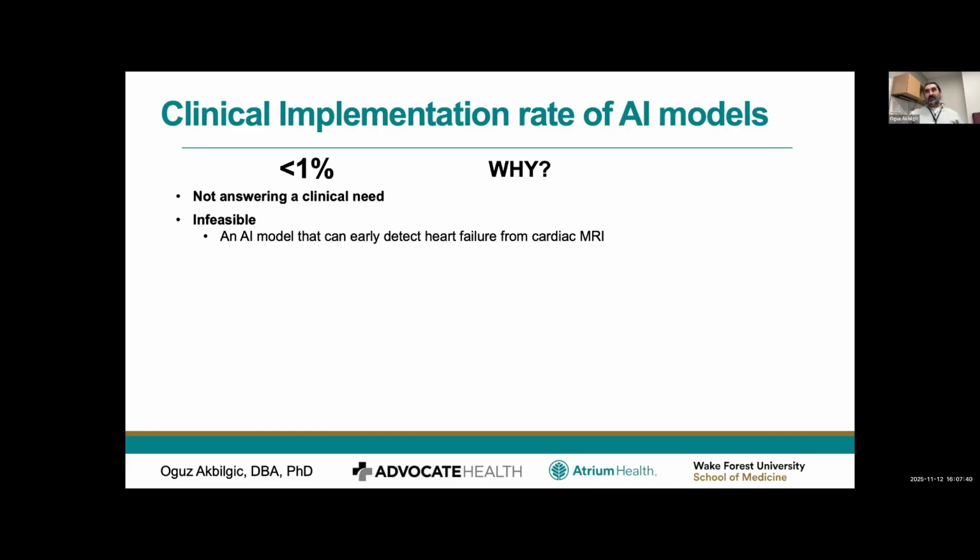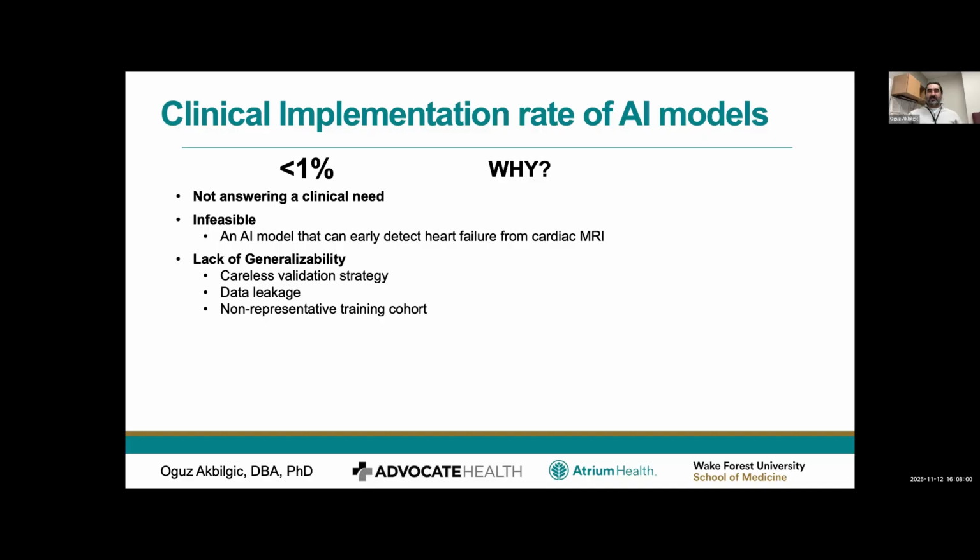Another problem is that we may not have enough capacity, enough ECG, enough MRI machines, MRI techs, radiologists, or we cannot cover the cost of screening people for heart failure with MRI because it is very expensive.